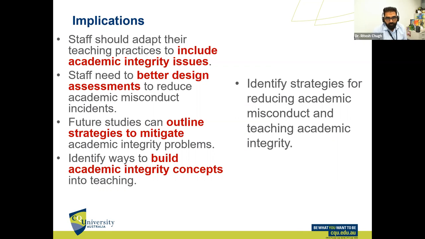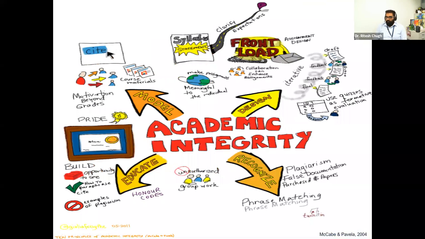In terms of the future, studies can outline strategies to mitigate these problems and also identify ways to build academic integrity concepts into teaching. I will just stop there for a sec and let you look at that for a minute. This is coming from a paper that was published in 2004. 10 principles of academic integrity. Someone made this cartoon out of it in 2011. And it's got four steps: model, design, recognize, and educate.